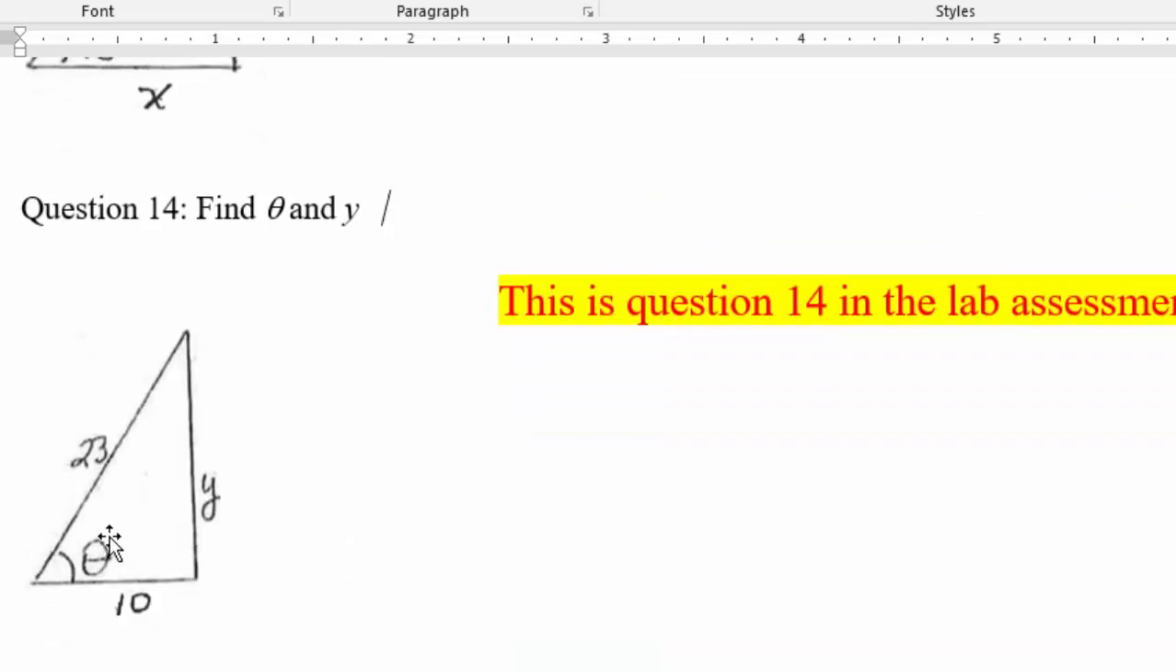In question 14, the angle is unknown here. You will need to use the trigonometric function that relates the adjacent to the hypotenuse. You are given the adjacent 10 and the hypotenuse 23, and you need to figure out the angle. We know this is cosine. Cosine the angle is the adjacent over the hypotenuse, and then you can take cosine inverse of both sides and find the angle. Then after you find the angle, you can solve for the opposite.